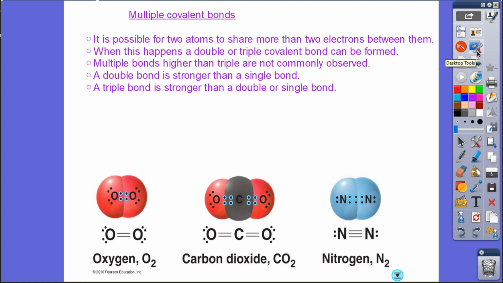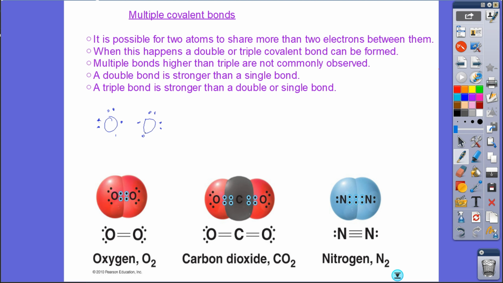Multiple covalent bonds. This is something we didn't have to talk about with ionic bonding, but with covalent bonds, it's possible that you can get more than one covalent bond between the same two atoms. If you look at oxygen and you form the dot diagrams for oxygen, oxygen is in group 16, so it has 6 valence electrons. I'm going to draw them like this, just because I know where I'm going to draw the lines in a second.